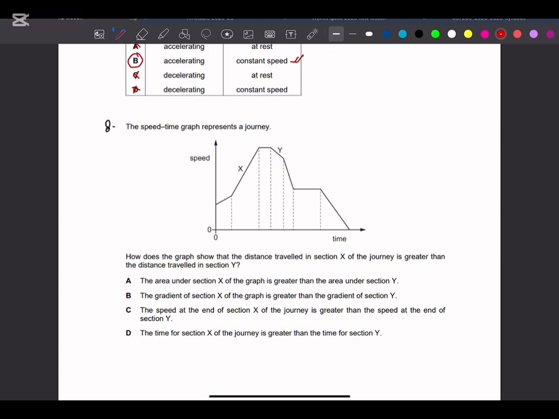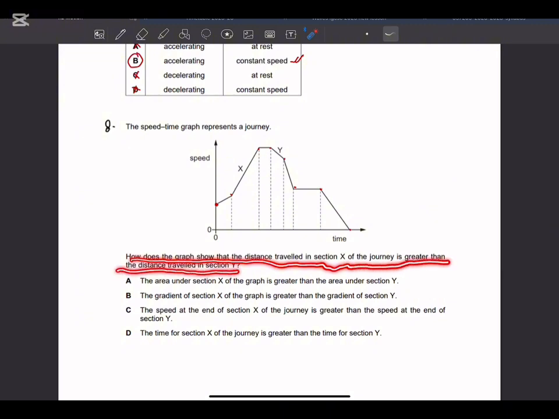So what is happening? You are starting from this point, that is, the distance is not increasing from this point, but you can say you are starting the measurement of the speed from this point, and obviously in different sections you have different situations. How does the graph show that the distance traveled in section X of the journey is greater than the distance traveled in section Y?